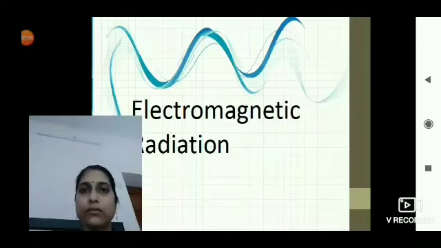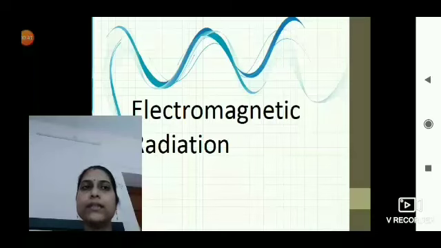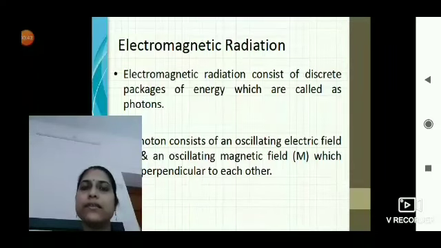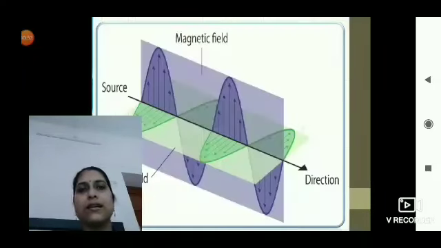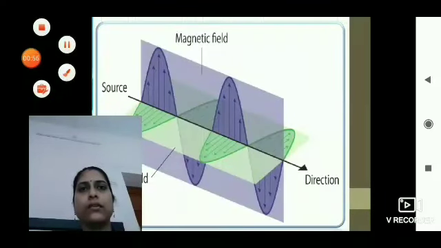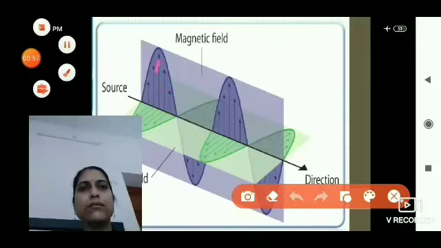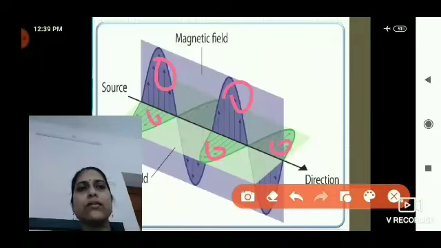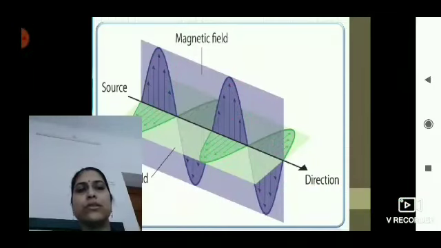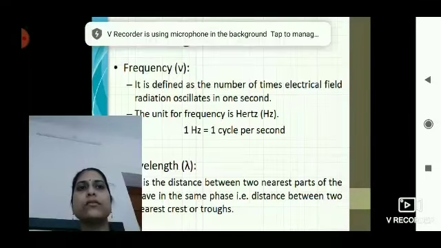Now, what is electromagnetic radiation? As the name makes clear, it involves an electric field and a magnetic field. The wave which consists of an electric field and a magnetic field both propagating together is called electromagnetic radiation. You will see in this slide the blue area is the magnetic field and the green one is the electric field. Both are perpendicular to each other, as you are seeing here.